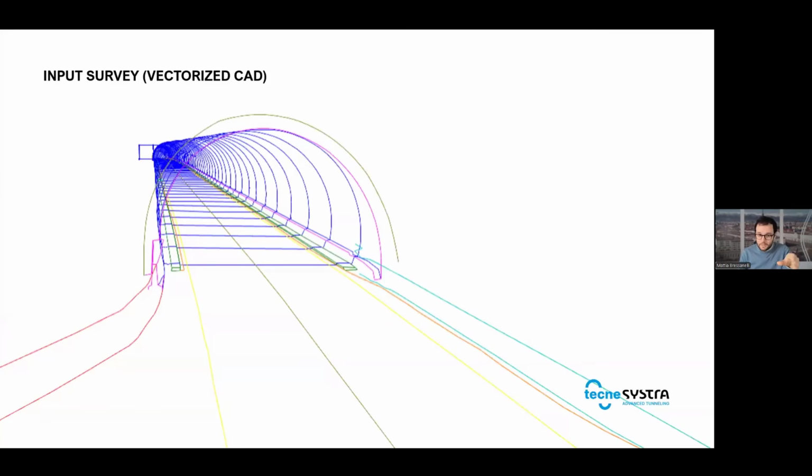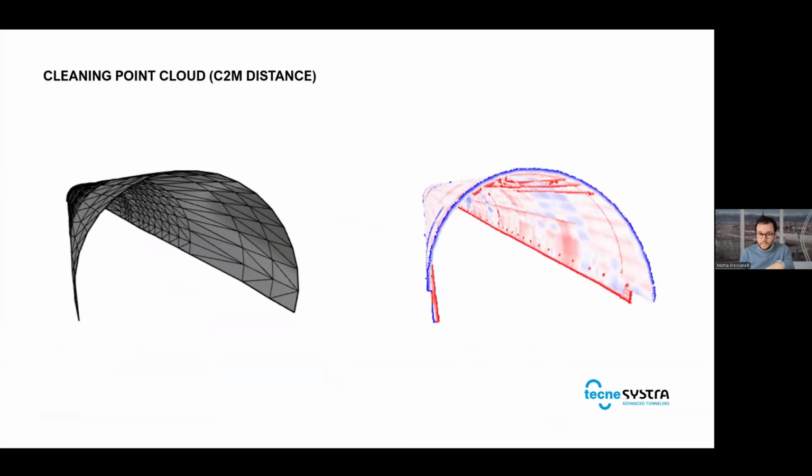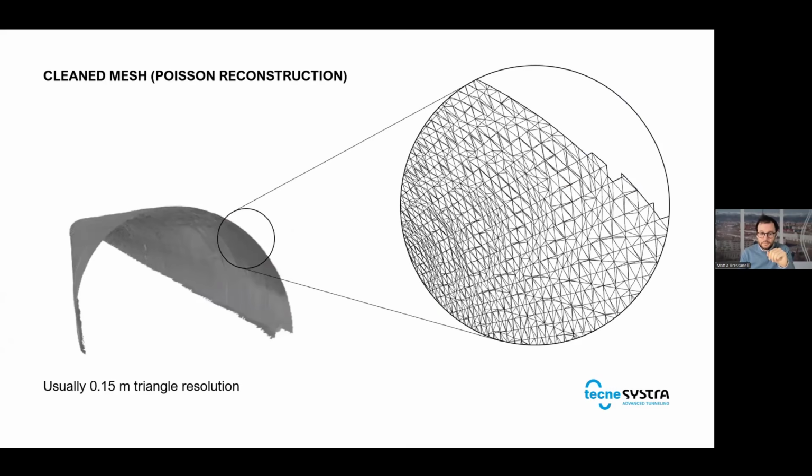So to do that, we take the vector data and we create a rough mesh in Grasshopper that is basically a loft of the crown sections, and then we use that in CloudCompare to compute by distance, to filter by distance the point cloud. We'll see that later on. And then we get this mesh, we can extract it, put it back in Rhino. Usually we go with a 15 centimeter resolution, but you can choose your own.